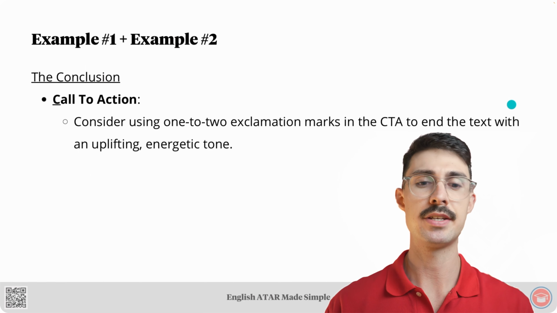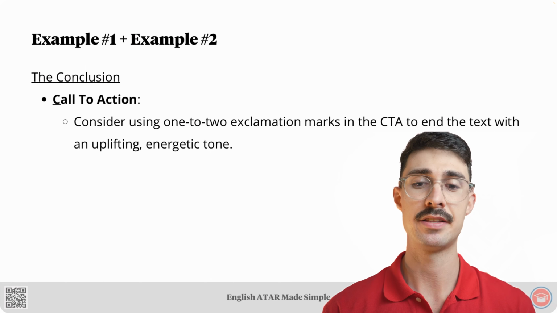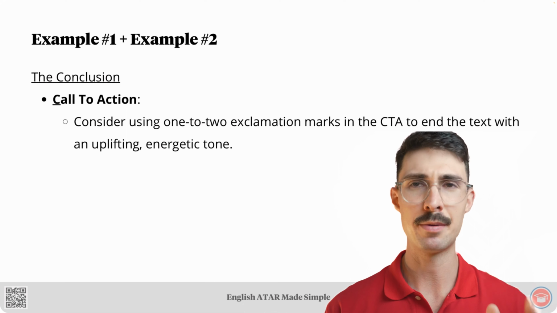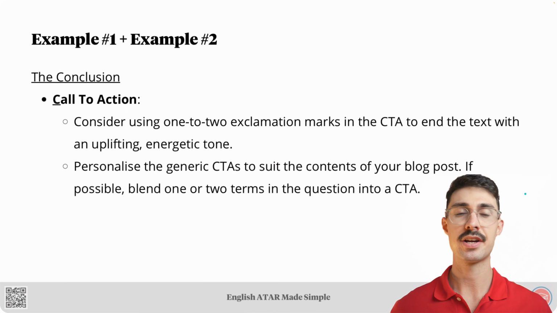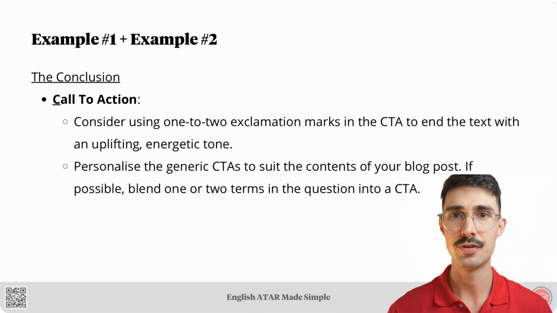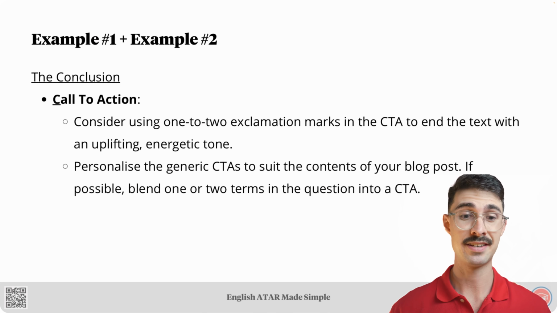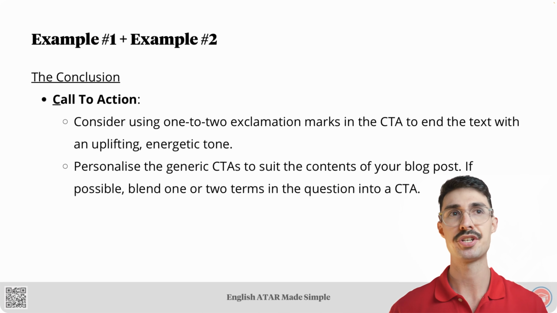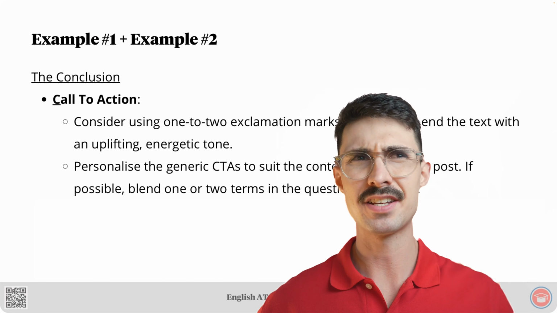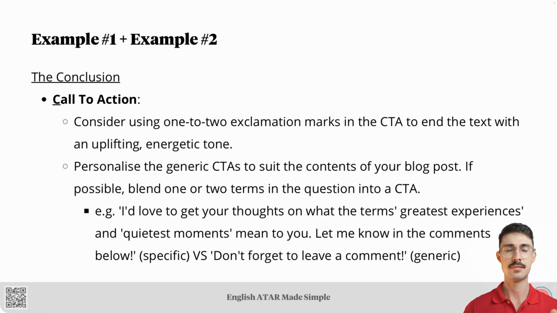First, consider using 1 to 2 exclamation marks in the CTA to end the text with an uplifting and energetic tone. Also, personalize the generic CTAs to suit the content of your blog post. If possible, blend 1 or 2 terms in the question into a CTA. If that doesn't really make sense, here's an example. I'd love to get your thoughts on what the terms greatest experiences and quietest moments mean to you. Let me know in the comments below.